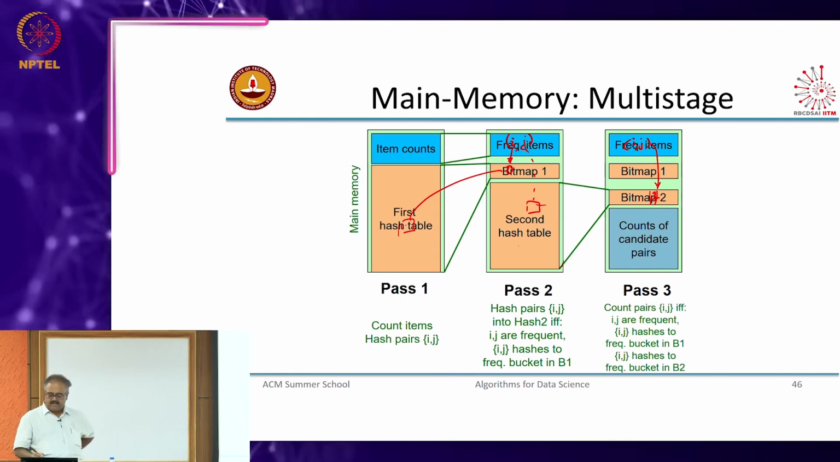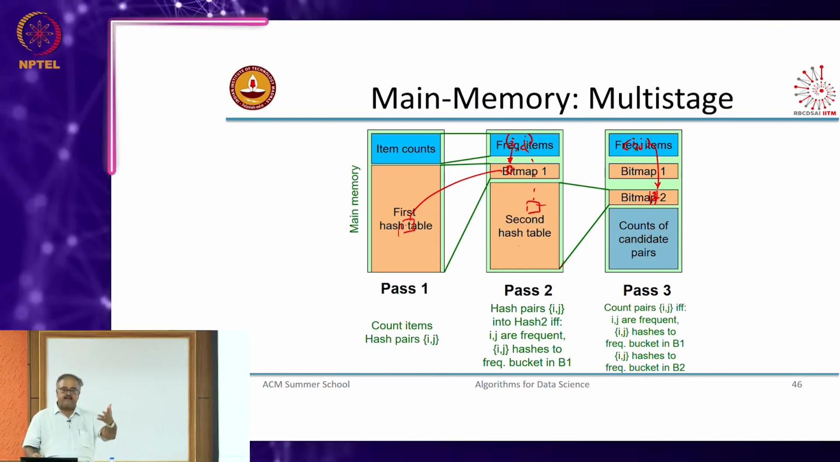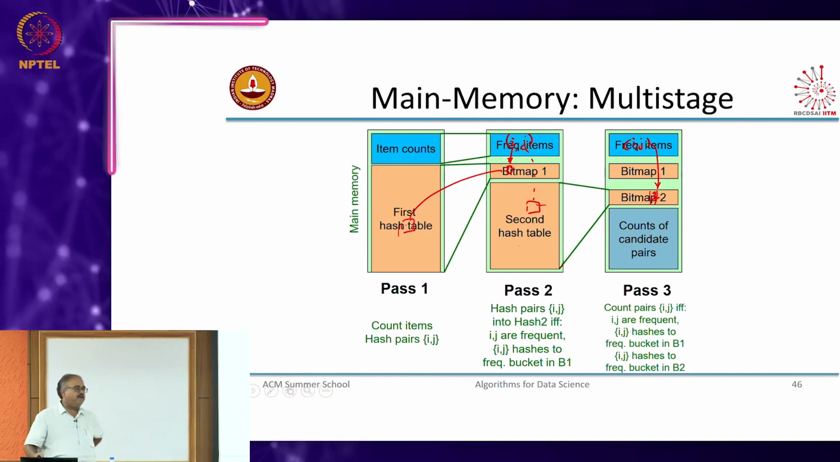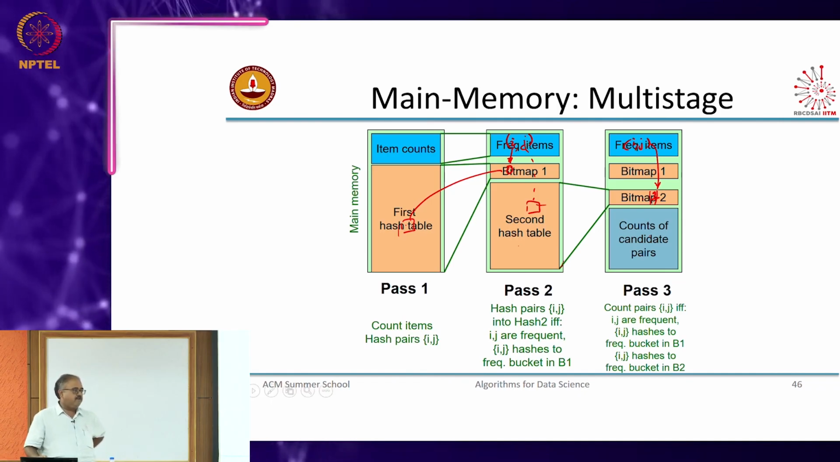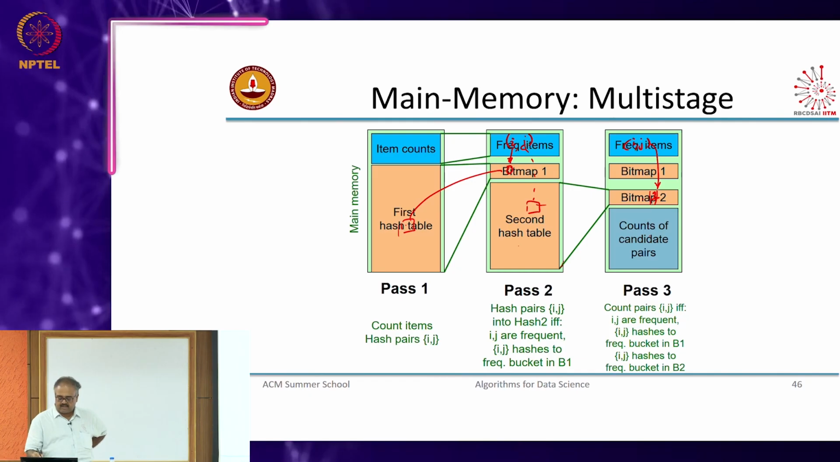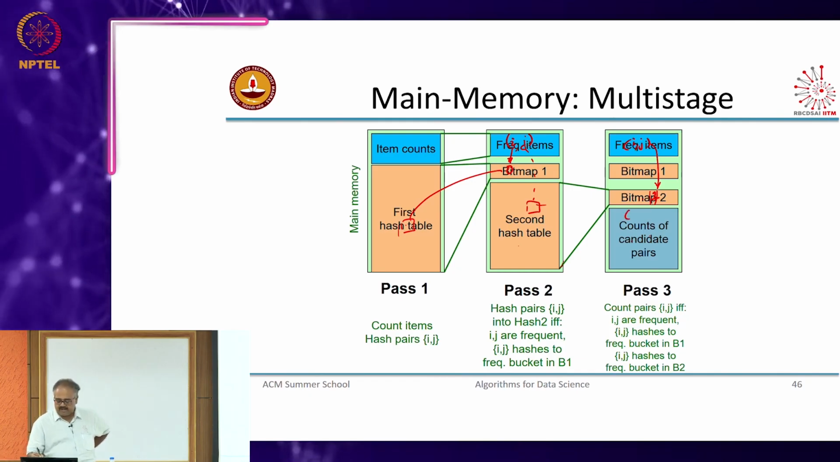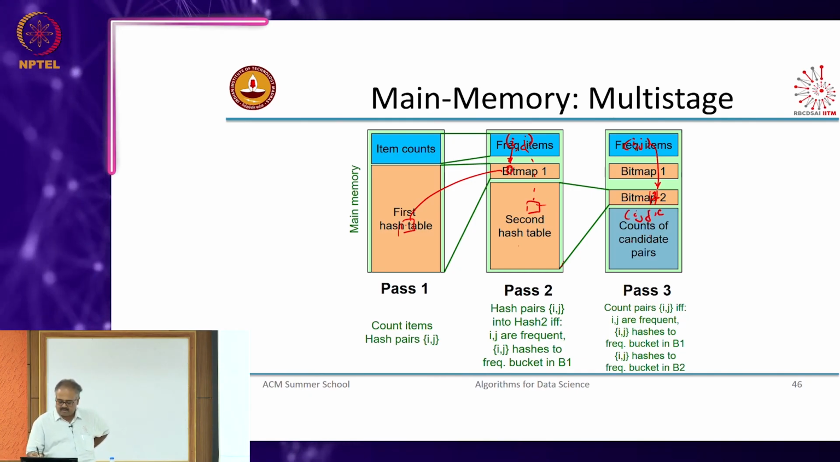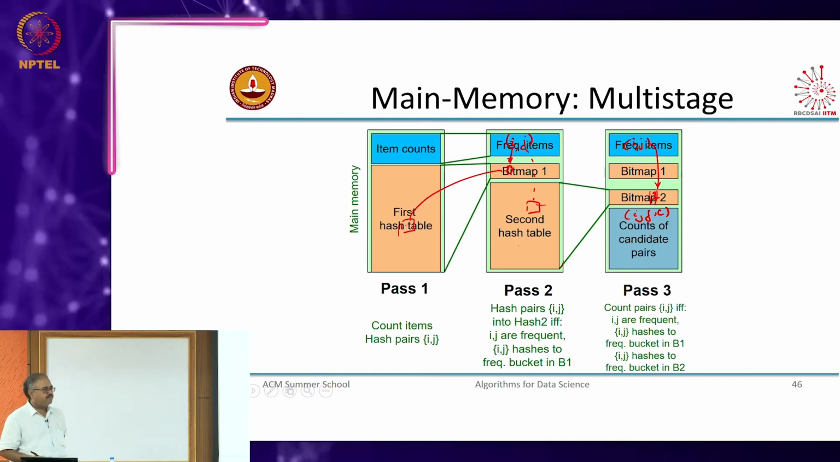Okay. If this bucket has a 1, in our modified algorithm, we will declare this ij to be a candidate frequent pair, and then we will start counting that ij here. So, we will make an entry for ij comma count and start counting that here.